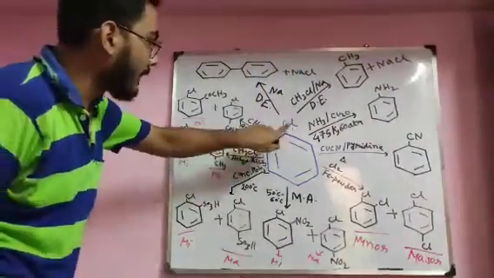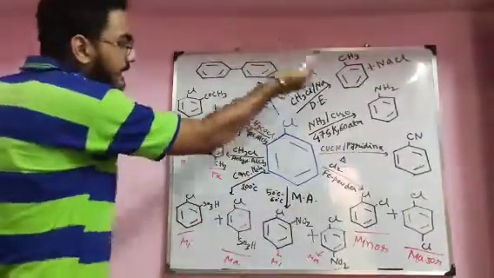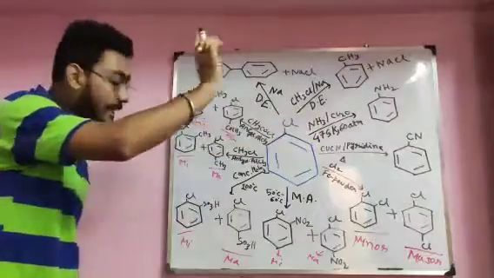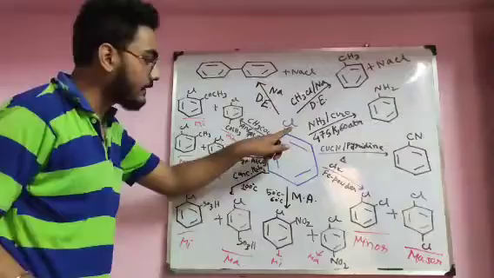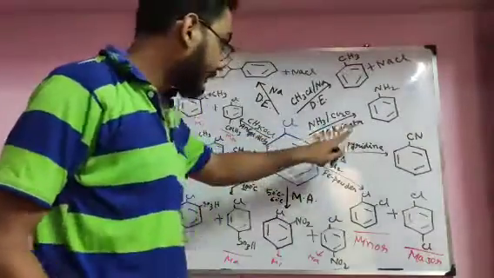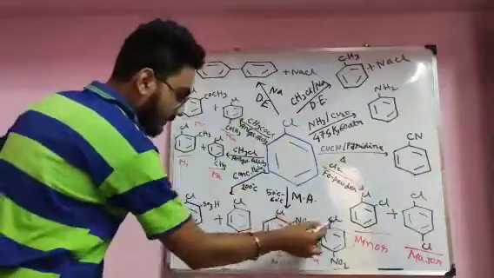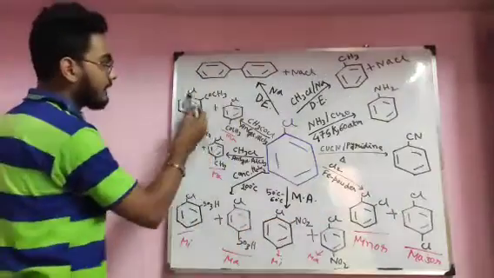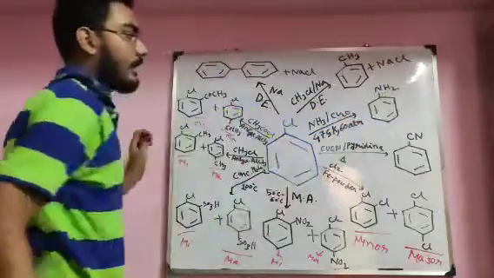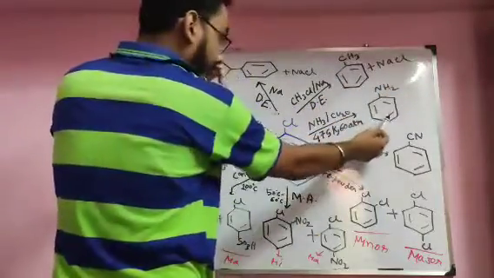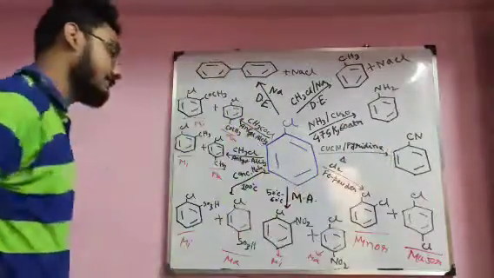If bromobenzene is present, then the chlorine group is replaced by bromine, and this will be NaBr. This will be NH2, aniline. This will be the same, cyanobenzene. Same. Okay.